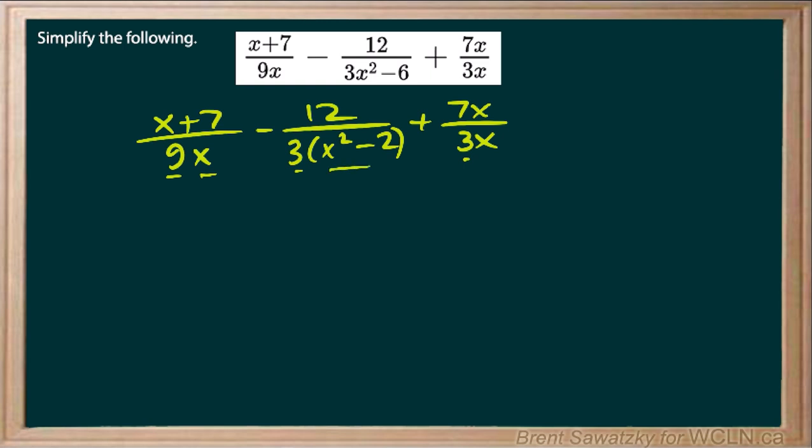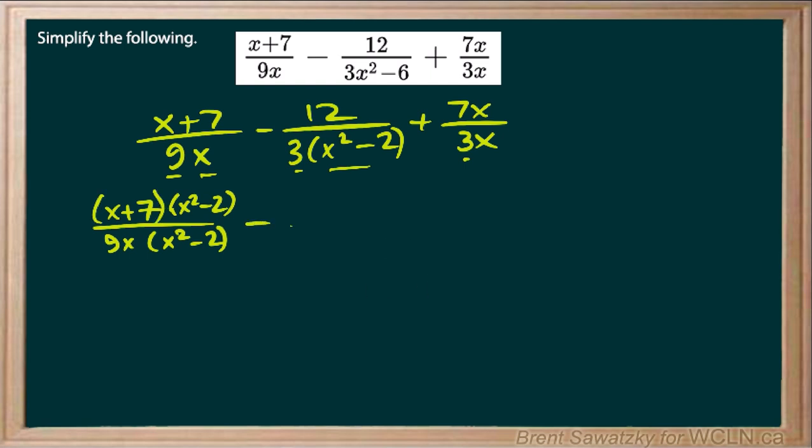Okay, so let's lay it out with common denominators then. We have the 9x already, so that means we do need to multiply the bottom by x squared minus 2 in order to get that common denominator. And of course, whatever we do to the bottom, we do to the top. And we'll show brackets to remind ourselves that's the whole thing being multiplied.